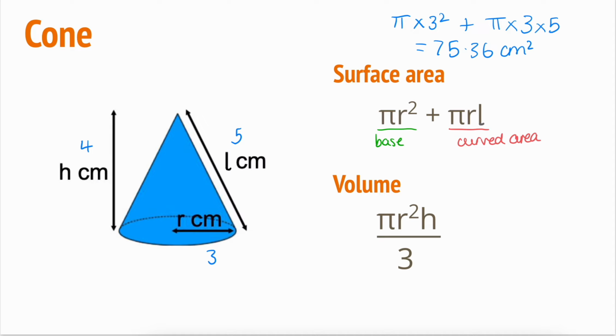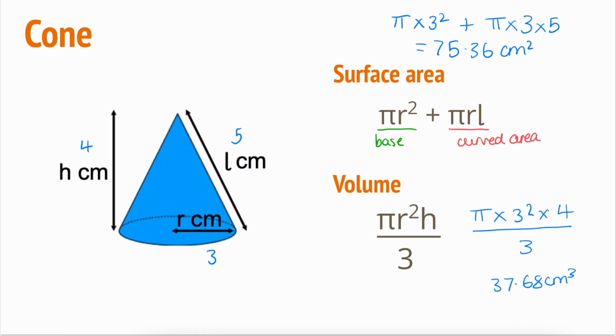And if I was trying to find my volume, then it would be pi times my radius squared. So again, that same thing that we had before to start with. And this time it's times by the perpendicular height, which is 4. And then at the end there, I need to divide my answer by 3. Okay, and that's true for any cone or pyramid. So I divide my answer by 3, and that gives me 37.68 centimeters cubed, since it's the volume. Okay, so that's how we would use the surface area and the volume formula.